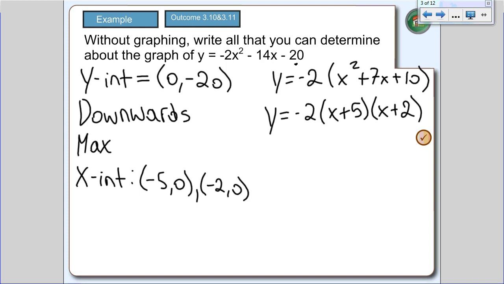Right. Yep. What's your axis of symmetry? So I'm going to call it A of S. Your axis of symmetry. What is it, right? You're right. You don't know? That's okay.